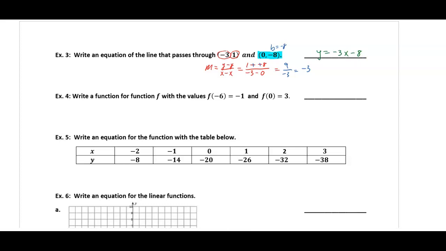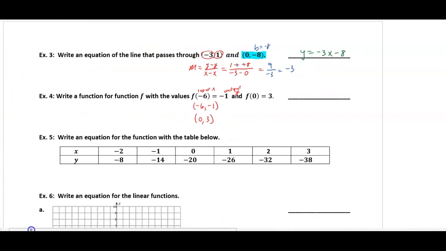The next example, you're given these values. You have to know in function notation that this is basically your input, which is your x value, and this is your output, which is your y value. So if I created ordered pairs from this, input negative 6, output negative 1, input 0, output 3.